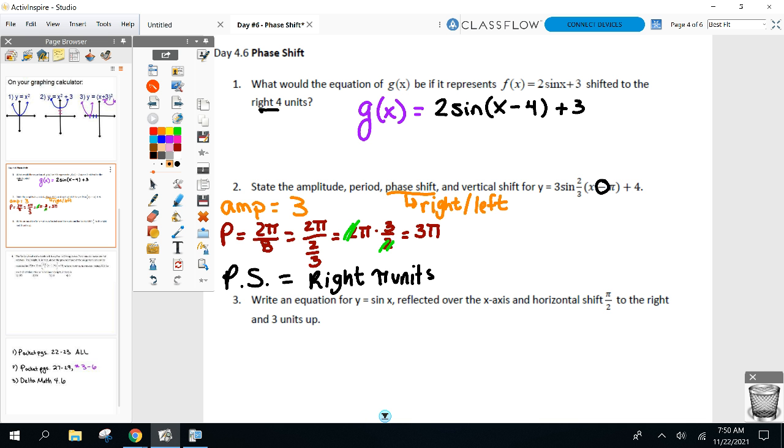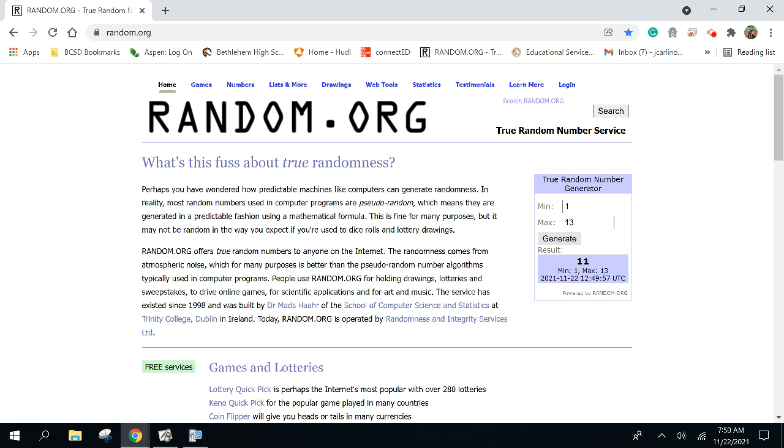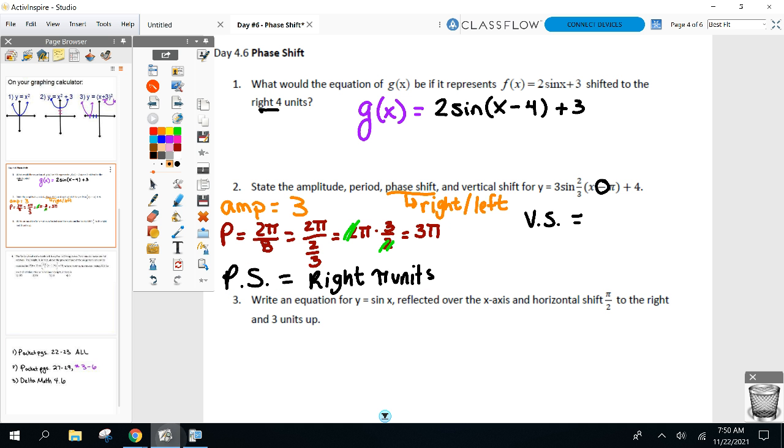And then vertical shift. We've done this before, vertical shift. Make sure you tell me up or down. What do you got, up or down? Up 4, yep. There you go. Hard hitting. Anything?